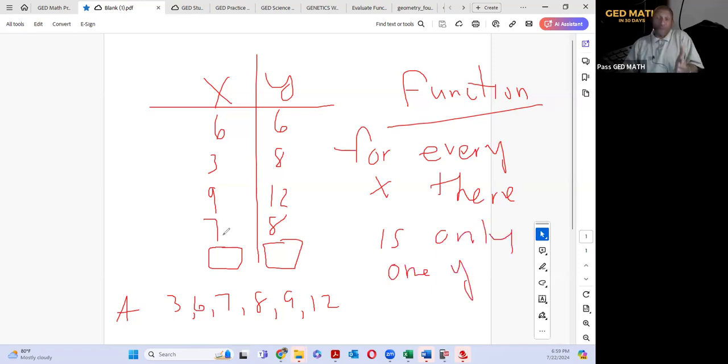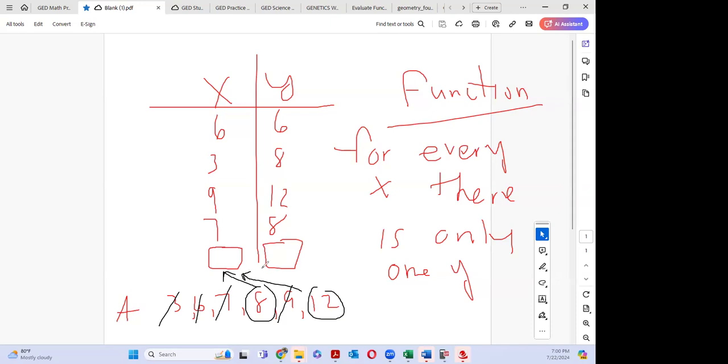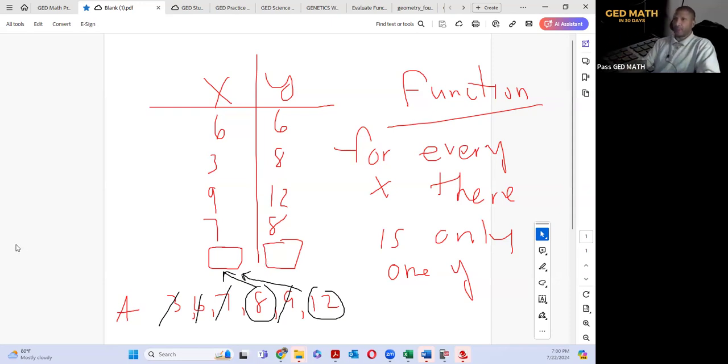So under my x value, I'm going to go down one by one and I'm going to cross them off. Because for every x, there's only one y, my x's cannot repeat. So it can be 6, it can be 3, it can be 9, it can be 7. So for my x, I could put 8 or I could put 12. For y, you could put anything, as long as your x's do not repeat.